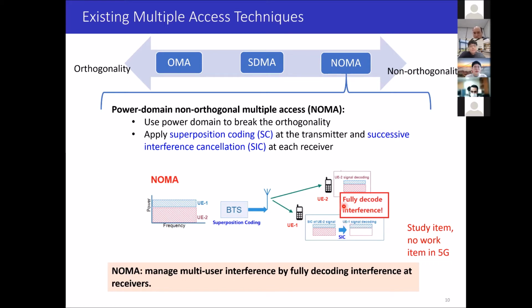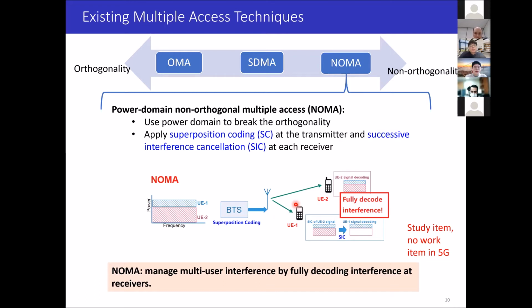On the other hand, user 2 sees the two messages coming to his receiver and will treat the message of user 1 as noise. He will fully decode his own message by treating the message of user 1 as noise. So you see the two receivers are quite different. This one treats interference as noise, while this one fully decodes interference. The strong user fully decodes the message of the other user.